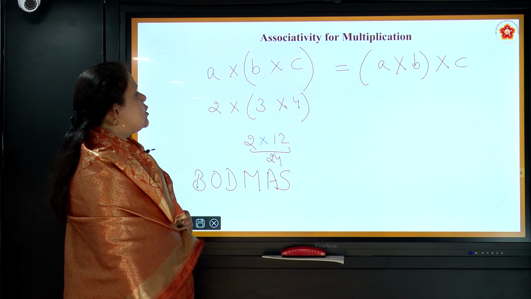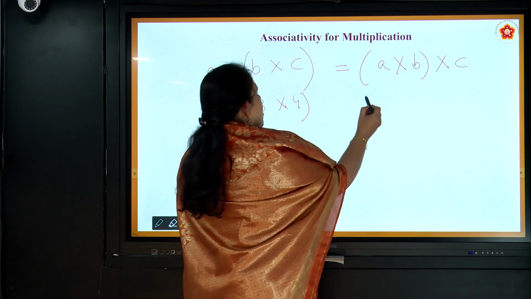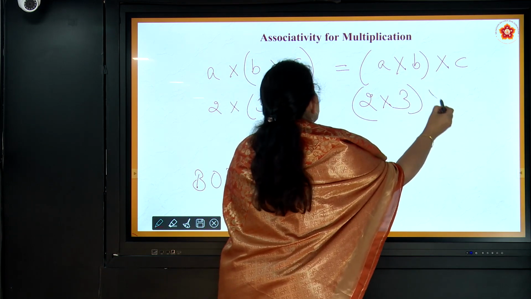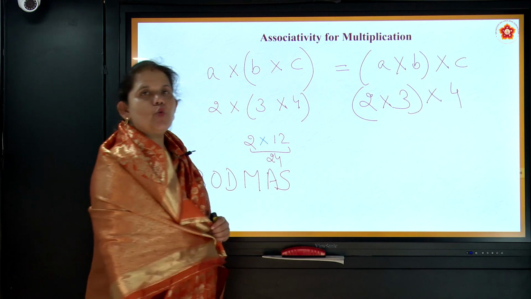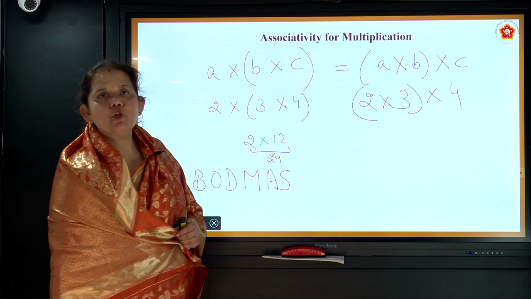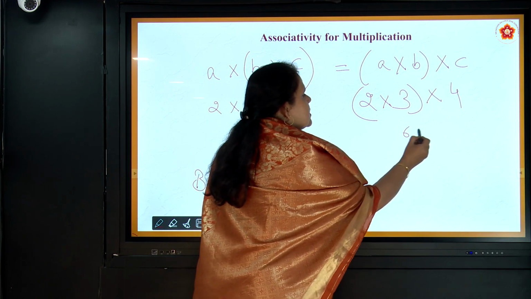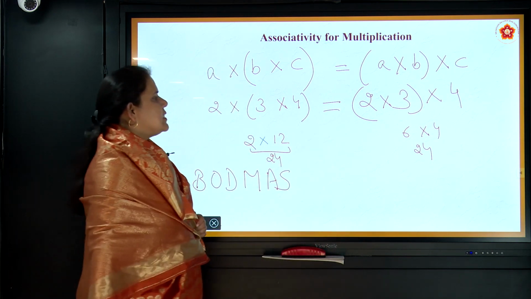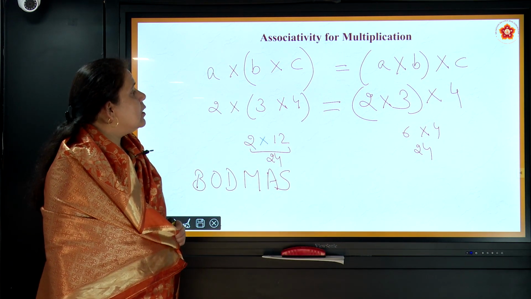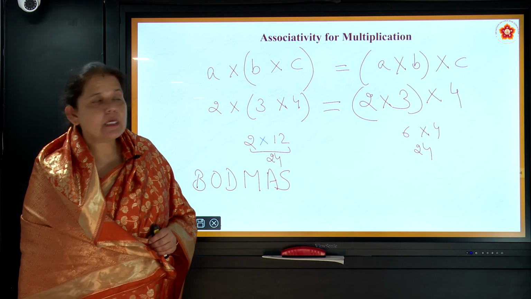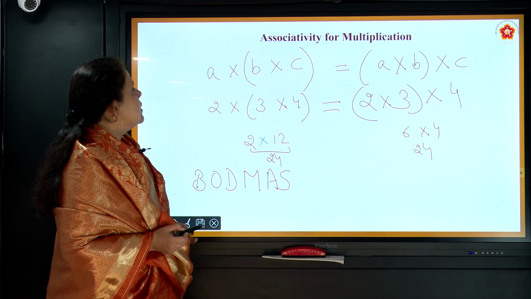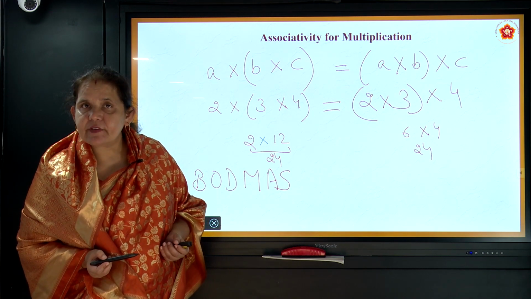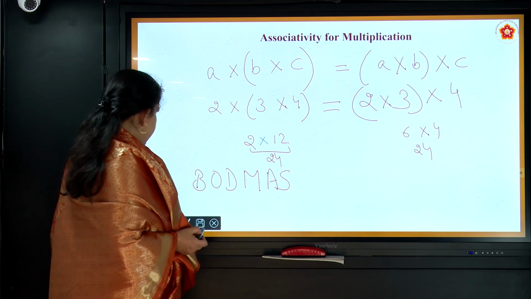Now, instead of first multiplying 3 and 4, if we do it this way, we take 2 and 3 together. So what is 2 into 3? We get the answer 6. 6 multiplied by 4 will give us 24. So we see that in both the cases we get the same answer. Hence we have proved that multiplication obeys associative law.